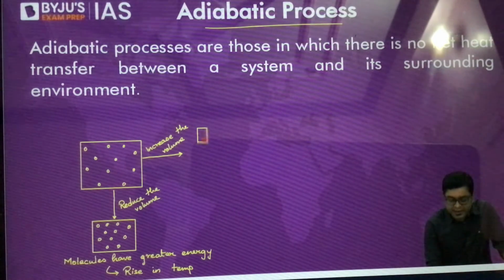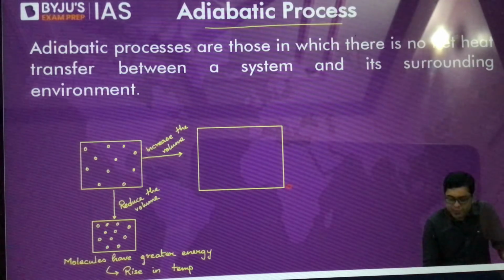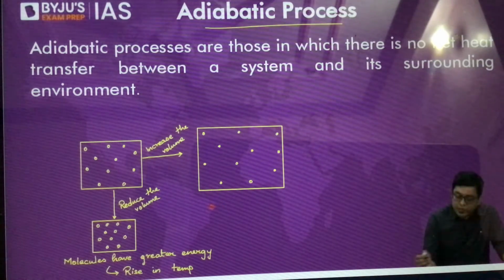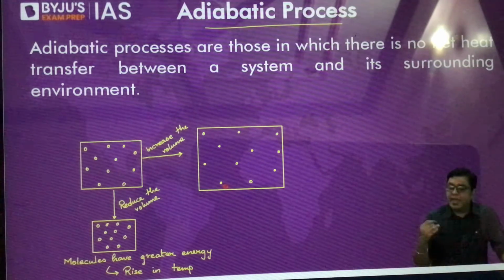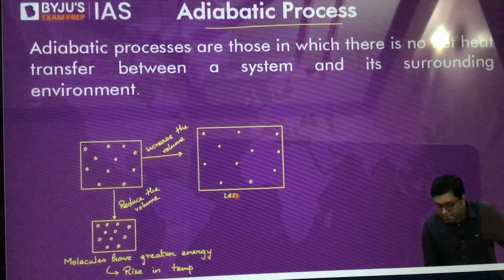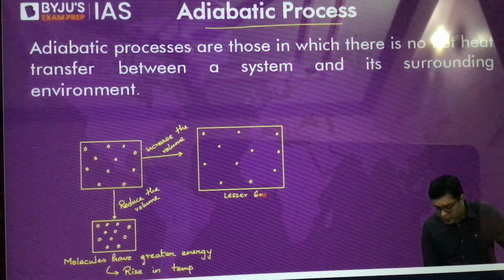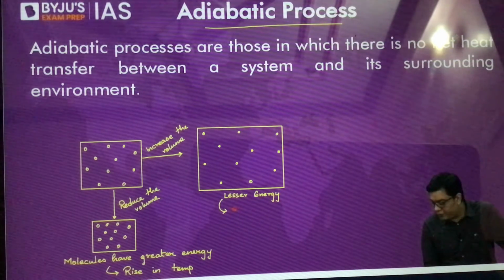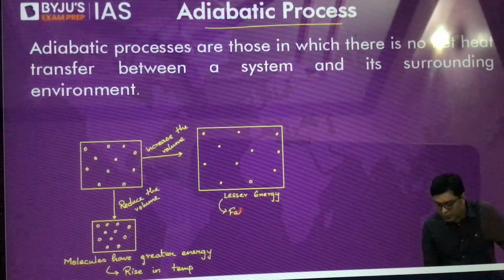You'll basically find that the number of particles are the same. Now these particles have much greater space for each other and for themselves as well. So when you increase the volume, molecules will exhibit lesser energy. As a result of that, there will be a fall in temperature.